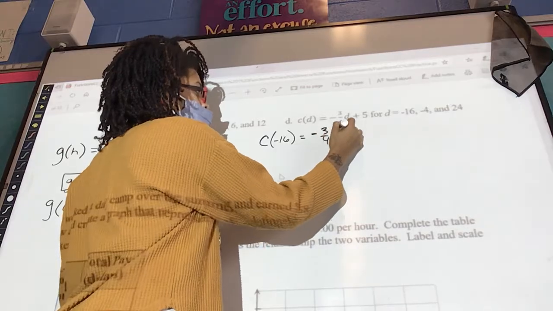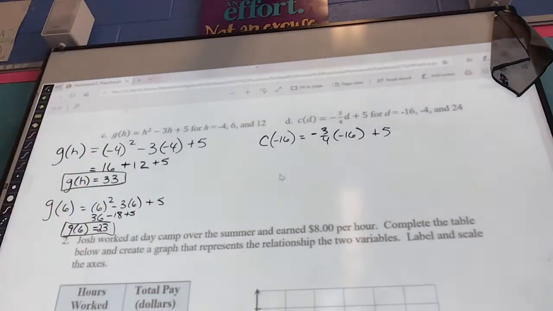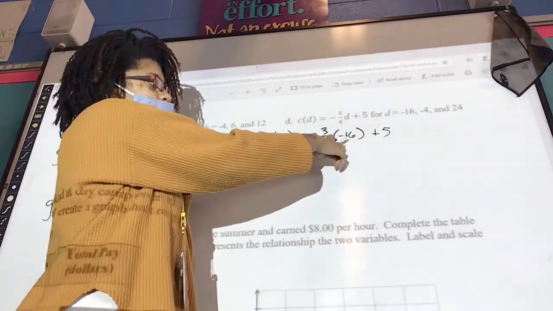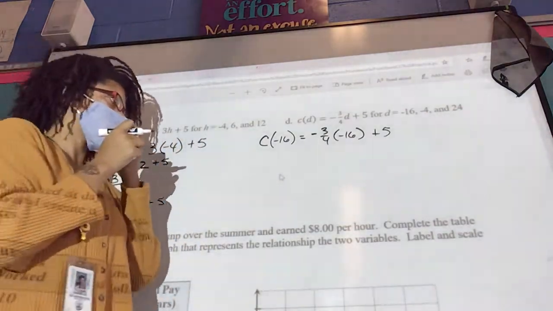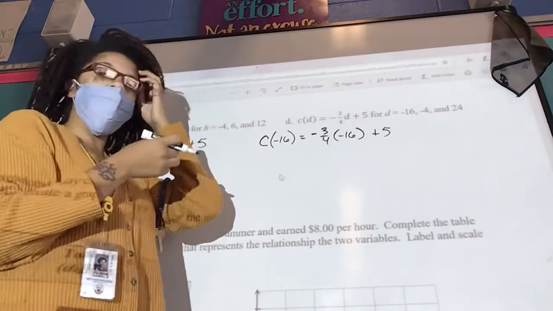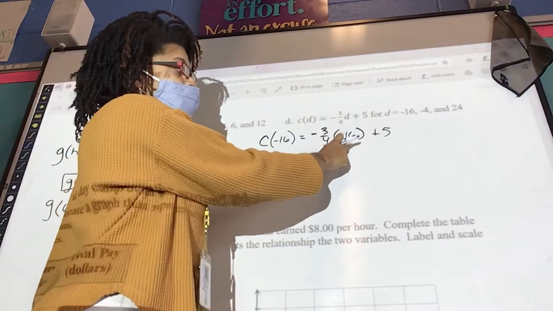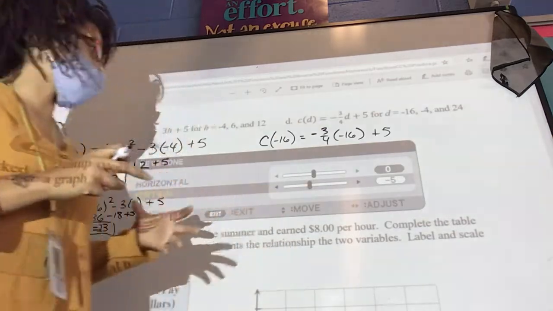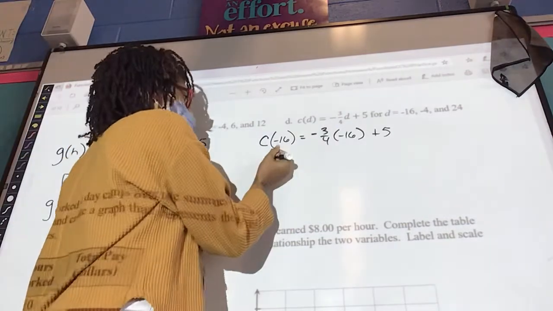Negative 3 over 4 times negative 16 plus 5. Fractions, they mean division. So this is simply negative 3 divided by 4 times negative 16 plus 5. However, with multiplication and division, right, we can just cancel out whatever comes the simplest. Hopefully we understand, right, that multiplying negative 16 times negative 3 is making a number bigger, which we don't want to do. So we're going to make it smaller by dividing first.